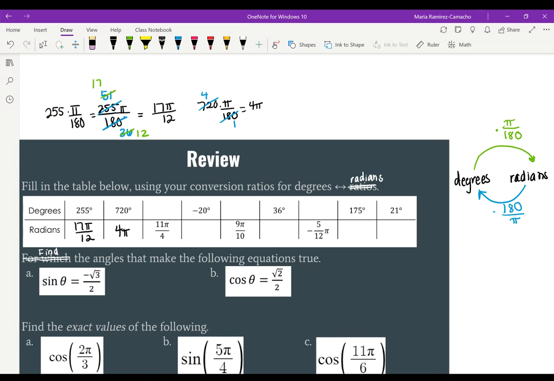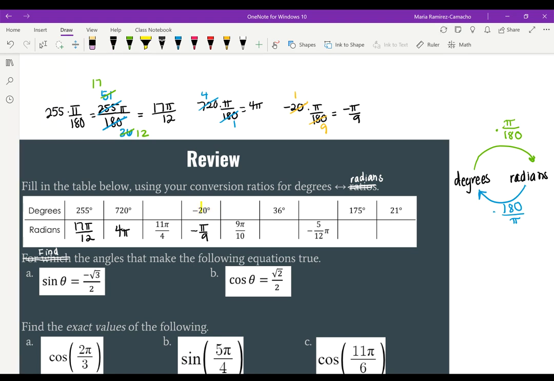I'm going to skip to negative 20 degrees. I'm going to get all the degrees converted first. Negative 20 degrees times pi over 180. See, 20 goes into both of those numbers. 20 goes into 20 one time. 20 goes into 180 9 times. This is negative pi over 9. Make sure that you still have the negative.